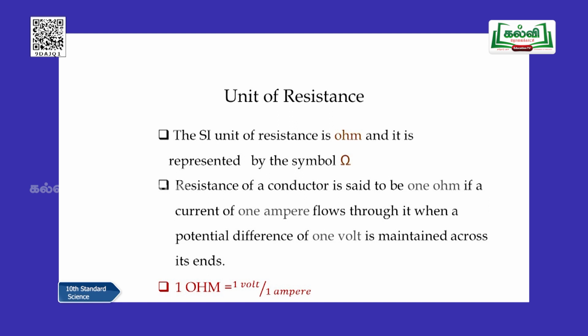What is 1 ohm known as? That is the resistance of a conductor. The resistance of a conductor is said to be 1 ohm if a current of 1 ampere flows through it when a potential difference of 1 volt is maintained across its ends. Can you follow, children? Yes. Let us recall the definition once again. Resistance of a conductor is said to be 1 ohm if a current of 1 ampere flows through it when a potential difference of 1 volt is maintained across its ends.